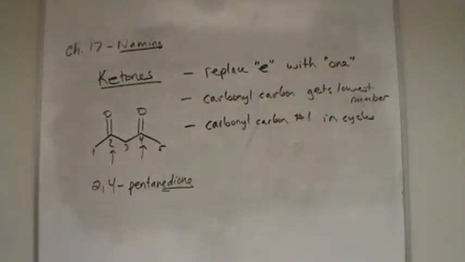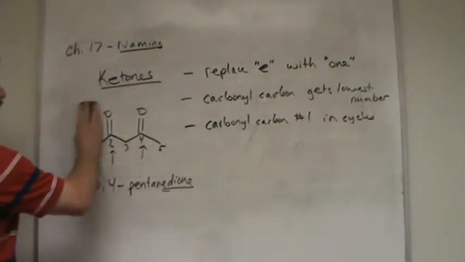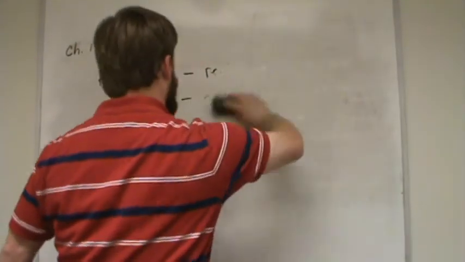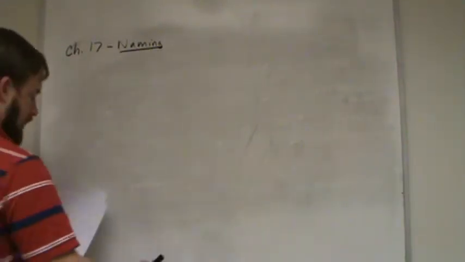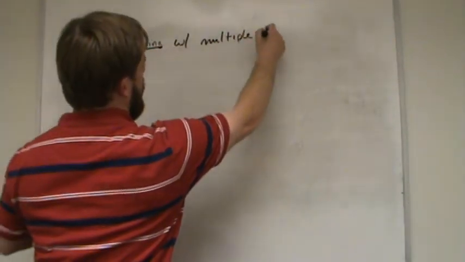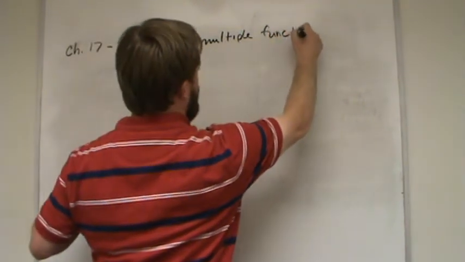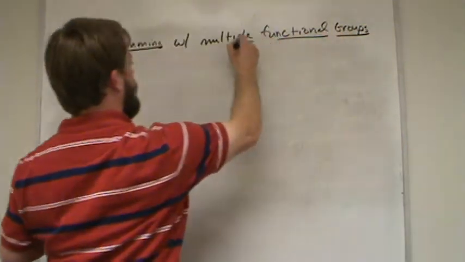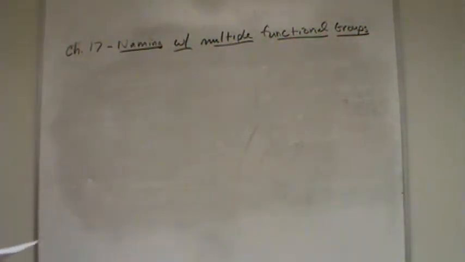All right. Our naming can get a little bit complicated when we've got so many functional groups that we're talking about now with their reactions and things like that. So we can have a ketone and an aldehyde on the same compound, and we can have an alcohol and an aldehyde on the same compound. Things like that. So let's look at naming with multiple functional groups. And this is the last part.